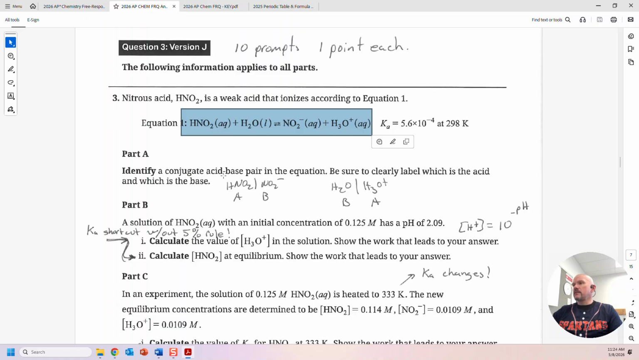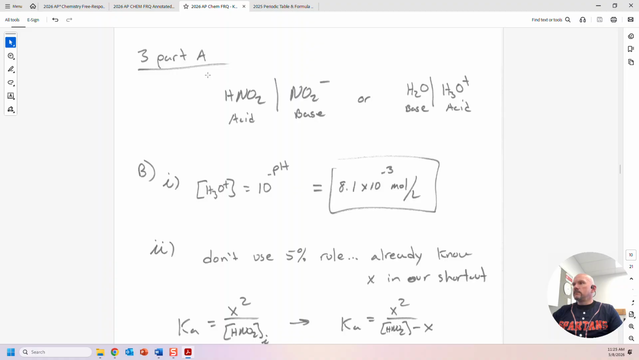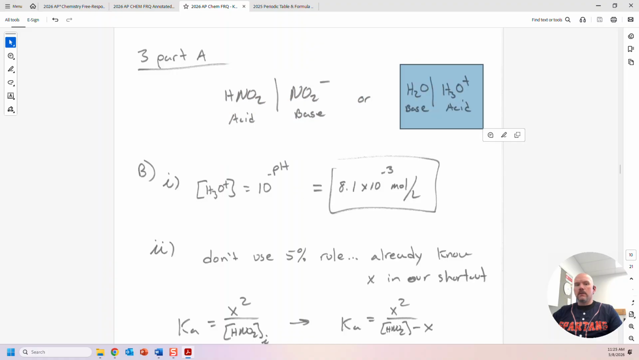So you have two choices to choose from here. You could do the nitrous acid and nitrite, or you could do the water and hydronium. But you had to clearly label which one is which. So in this conjugate pair, HNO2 is the acid and NO2 minus is the base. But in this pair, the water is the base and H3O plus is the acid. Okay, so you either had this or you had that as your conjugate pairs.